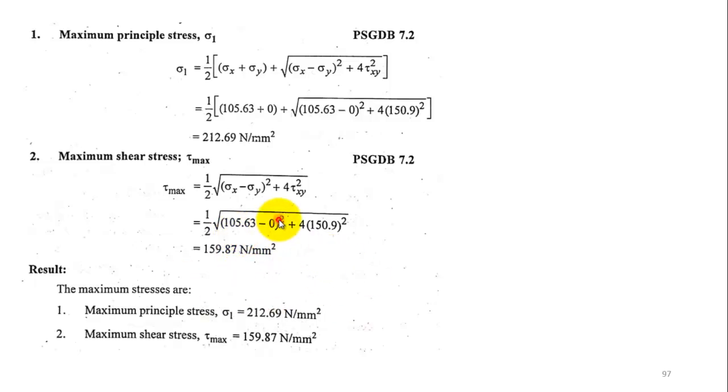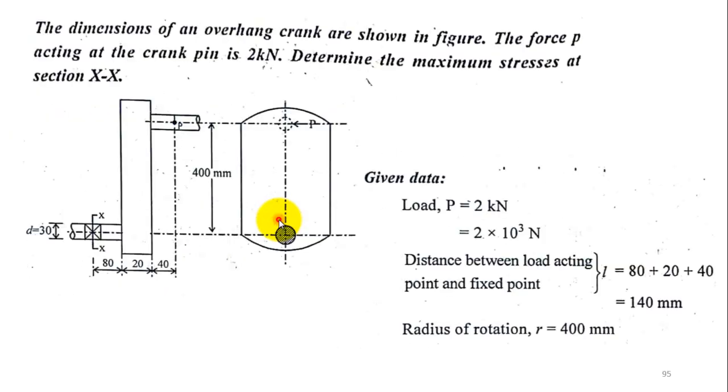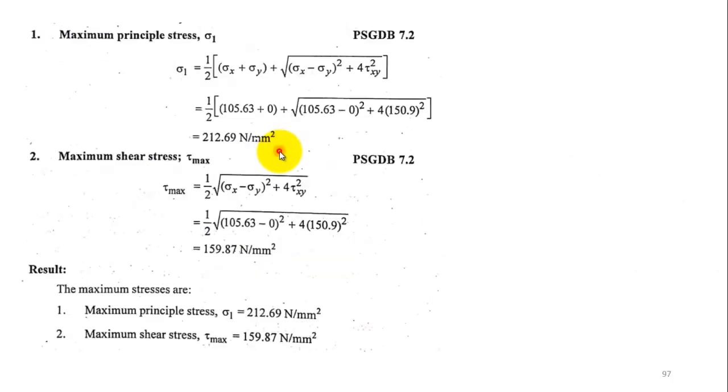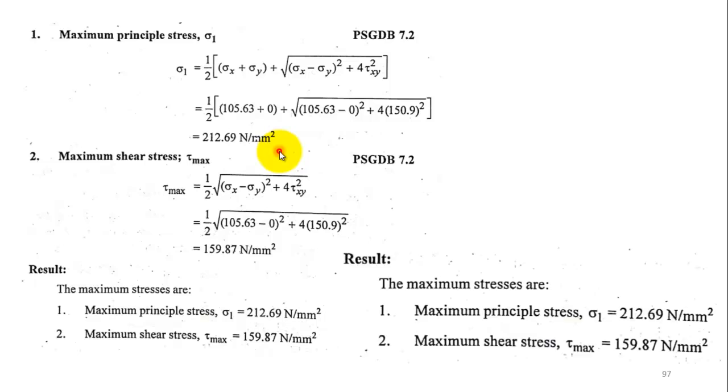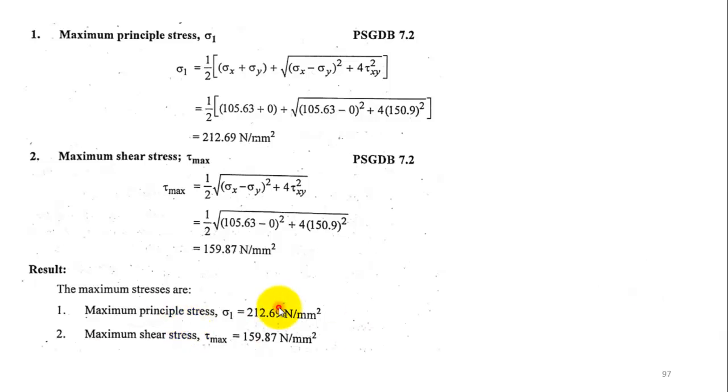In this problem, only one change is there. There is no direct stress acting in this problem. Here in this crank, there is no direct stress given. Only stress caused due to this load will be in the form of torsion and bending. This is what they have asked: maximum principal stress. Already it's repeated.